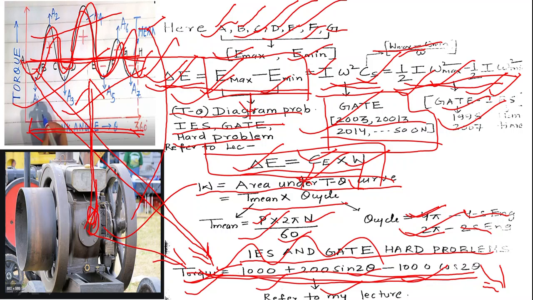So I am summarizing the topic. The main story here is only to find delta E. If you are able to find delta E, then you will be able to solve any problem based on flywheel. So the main concept here is delta E. You should find delta E by using all these methods that I have shown you. If you are able to do that, you can do any problem in the flywheel concept. Okay, so that was all for today's topic.